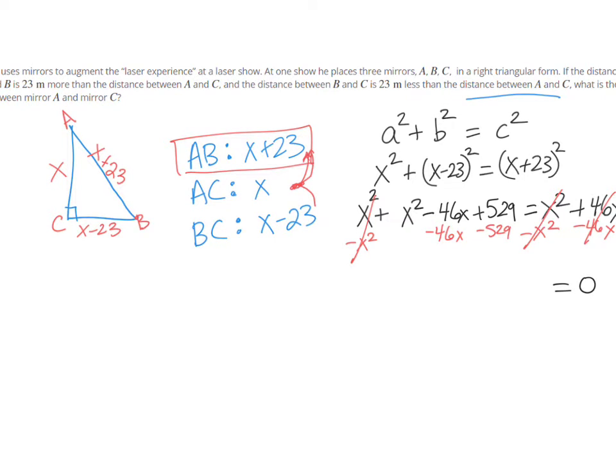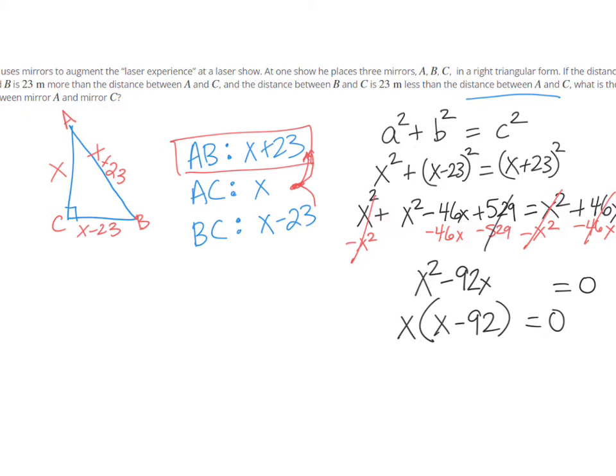I still have this x squared sitting here. I have a negative 46x, and another negative 46x is a negative 92x. But I got lucky. The 529's dropped out. So I don't even have a constant. That makes factoring this much nicer. I'm going to factor this by pulling out an x. They have a GCF. Let's factor out an x. Then I'm left with x minus 92.